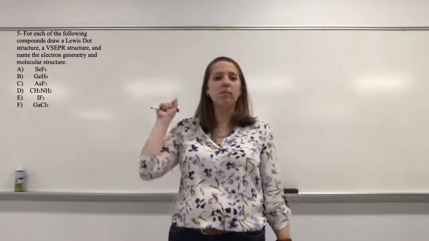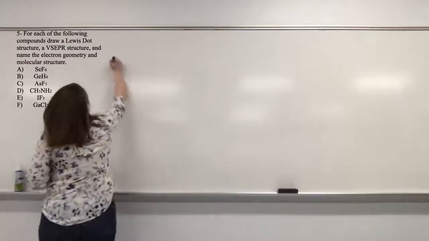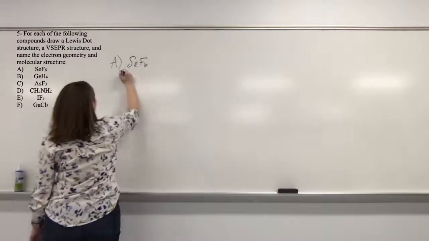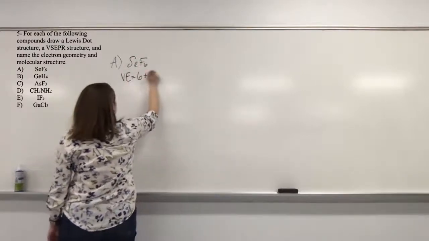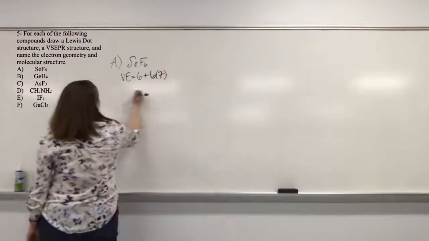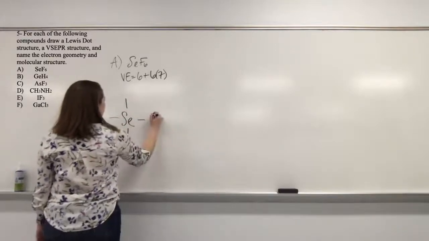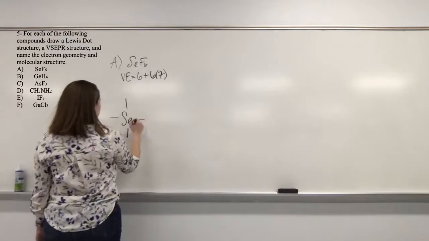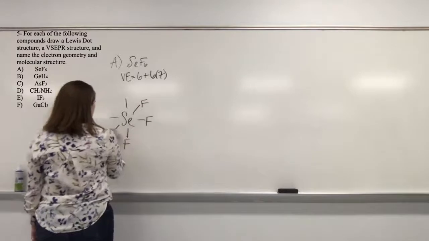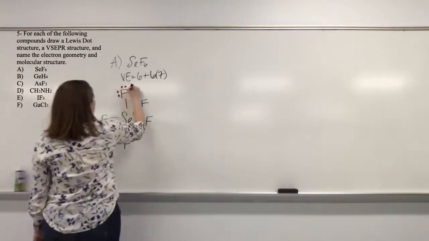So let's start with the first one. So we're going to start with SeF6. So the valence electrons are 6 plus 6 times 7. And so we're going to put our selenium in the center and connect our 4 structures as well as the other 2 because we have 6 different fluorines. And we're going to add all of our lone pairs.